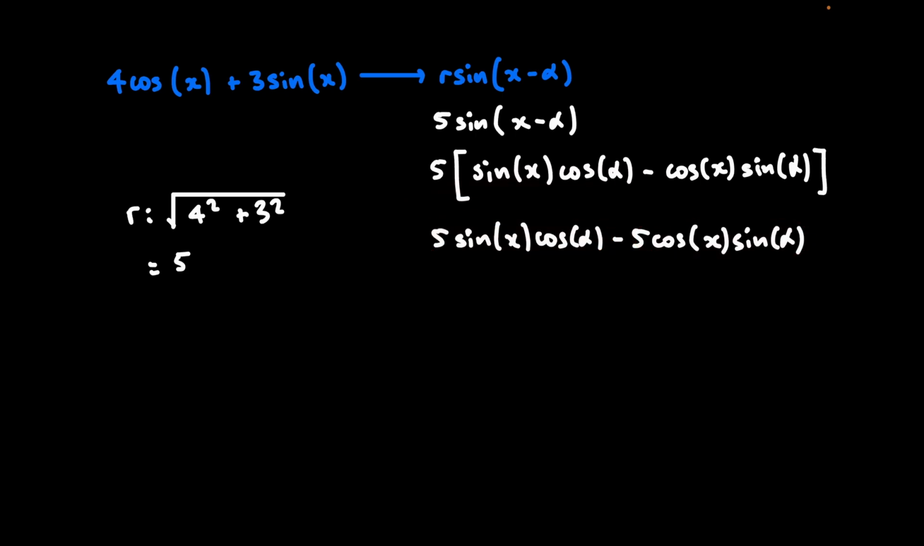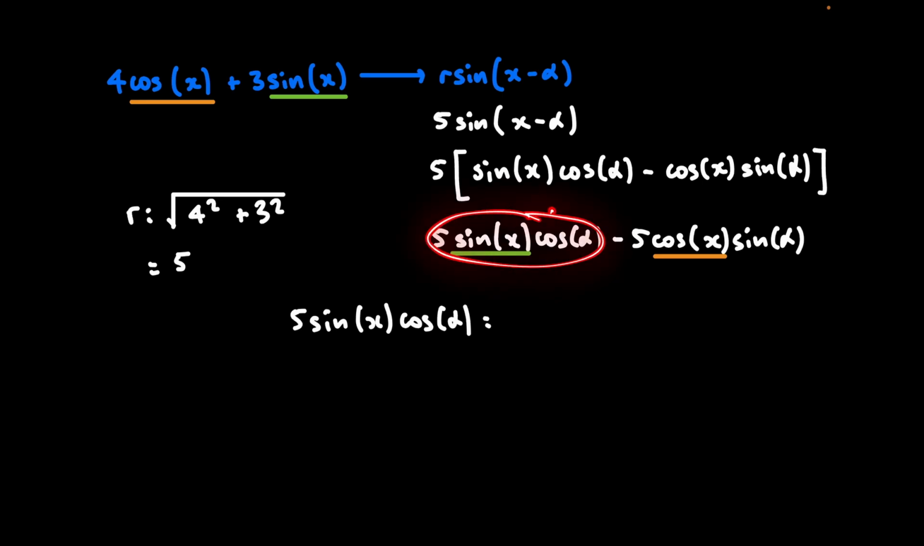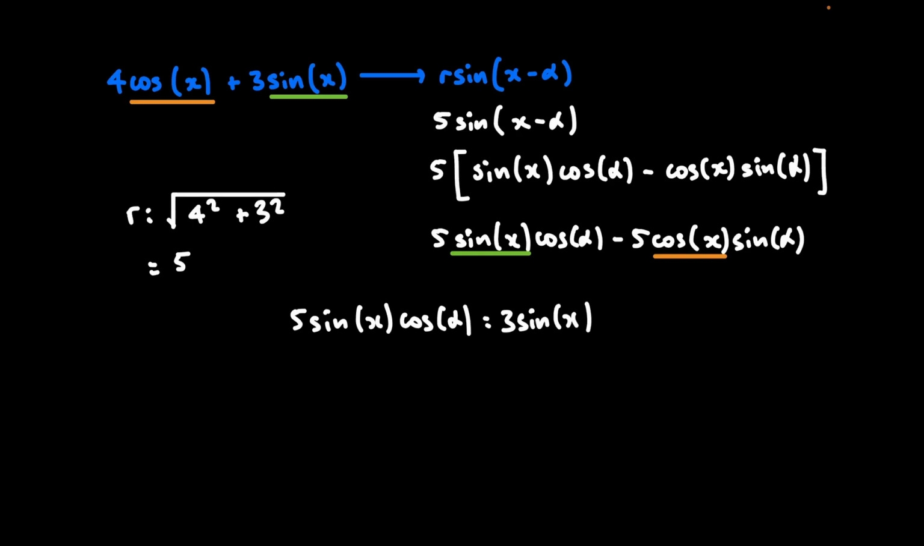If we have a look here, I'm going to underline them in different colors. This part of my equation contains a sin x, so likewise does this part of my original function. And this part of the equation contains a cos x, like this part of the equation here. So we can say that 5 sin x times the cos of alpha, this part here, is really going to be the same as 3 sin x. It has to be the same as 3 sin x because they both contain a sin x.